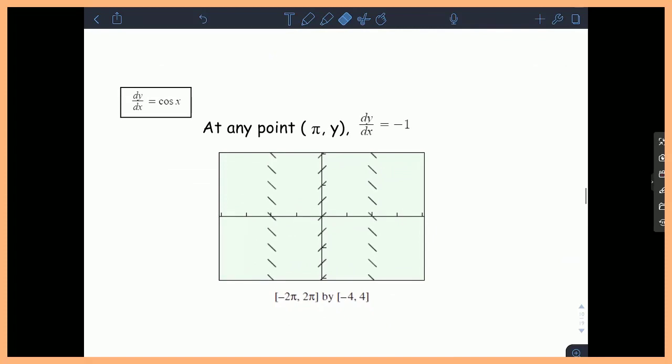Okay, now if you plug in pi, you get -1 as an answer, right? Cosine of pi is -1. And again, it is not dependent on the value of y, because there's no y here. So we just go and put little -1 slopes up and down these values, adding it to our picture. We're building the solution to this differential.